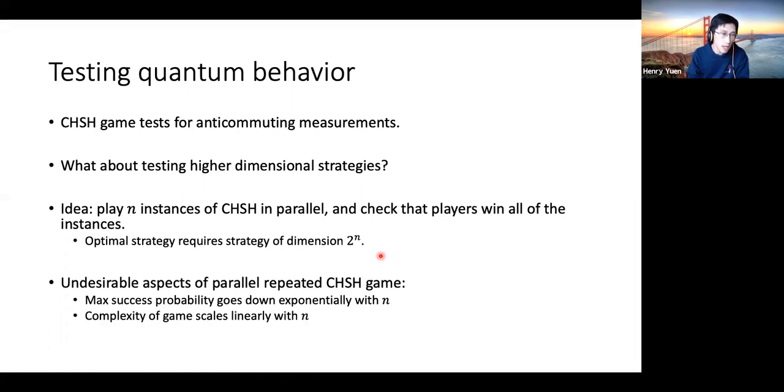But there's some undesirable aspects of this game. First of all, the maximum success probability goes down exponentially with the number of copies you take. And more importantly for us, the complexity of this game scales linearly with n, right? If you're playing n copies of this game, you have to spend n times as much work to play this game. And so this is not that useful for us.